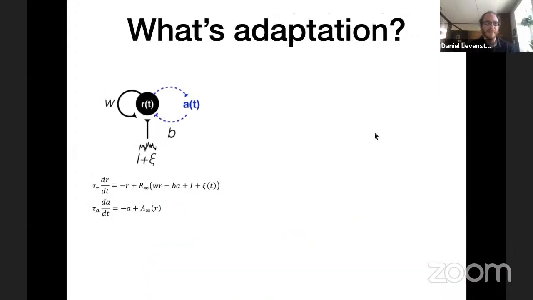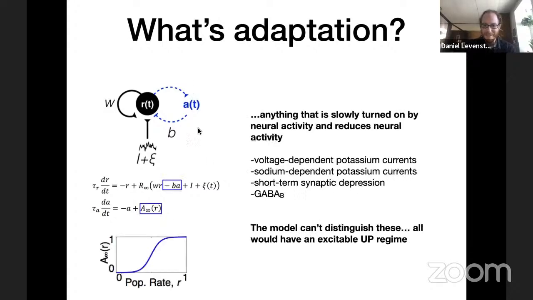But I want to step back a little bit and point out that if we want to understand the mechanisms of slow waves, there's a glaring open question, which is what's adaptation? We have a good sense of what recurrence is. Neurons are connected to each other and that provides this positive feedback. But we've modeled this adaptation pretty abstractly. Basically, it can be anything that's slowly turned on by neural activity and acts to reduce neural activity. And this has been modeled and also shown experimentally.